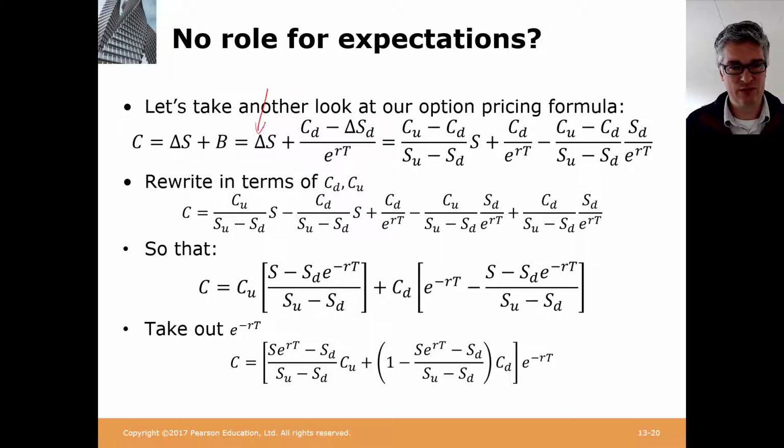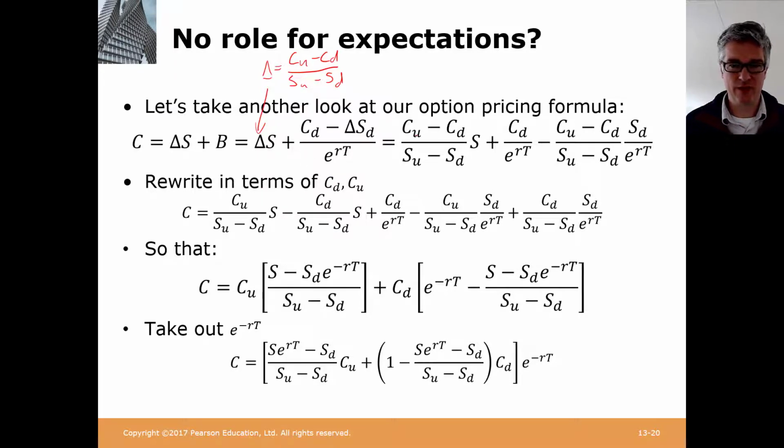And then we also knew that this delta was (CU minus CD) over (SU minus SD). So we can fill that in, and then we get this monster right here, where I simply filled out delta times S plus CD over e to the power RT minus delta, so that's this part right here, times SD over e to the power RT. And then we can rewrite this, and I promise you this is going somewhere, in terms of CD and CU. And I'll tell you in one moment why we do that. But for now, stick with me.